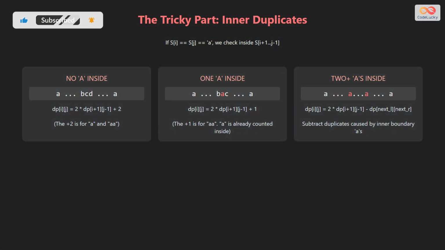Handling duplicates is the tricky part. If the character A appears inside the substring as well, simply doubling the count will overcount. We have three subcases: no A inside, one A inside, or multiple A's inside. We adjust our formula by adding or subtracting specific values based on these inner occurrences.